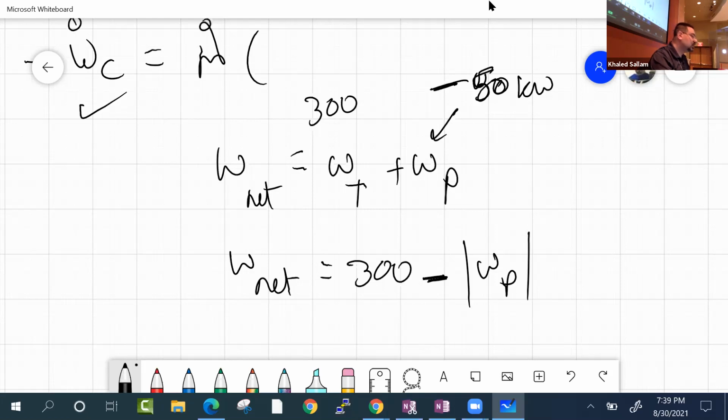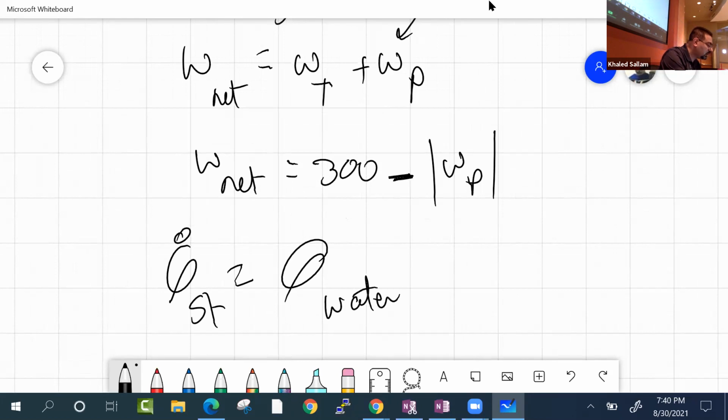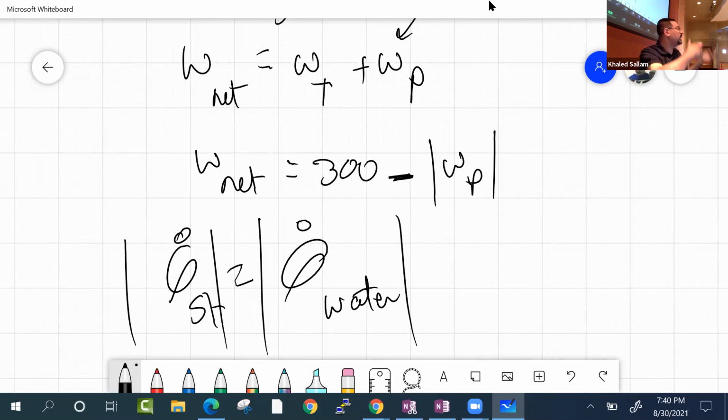Okay. So in that problem, if you want to say Q steam equals Q water, you better use the magnitude because you understand this is heating this.